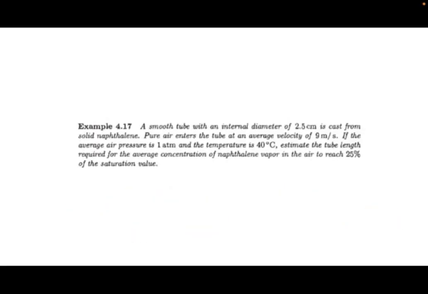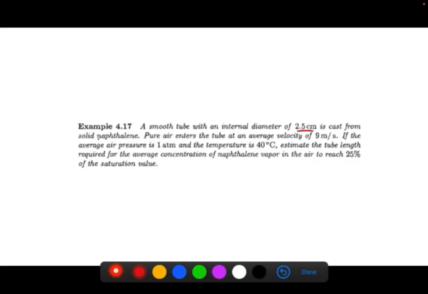Now let us see a question on mass transfer correlations. It is example 4.17 of Modeling in Transport Phenomena. It says a smooth tube with an internal diameter of 2.5 cm is cast from solid naphthalene. Pure air enters the tube at an average velocity of 9 meters per second. If the average air pressure is 1 atm and the temperature is 40 degrees Celsius, estimate the tube length required for the average concentration of naphthalene vapor in the air to reach 25% of the saturation value.